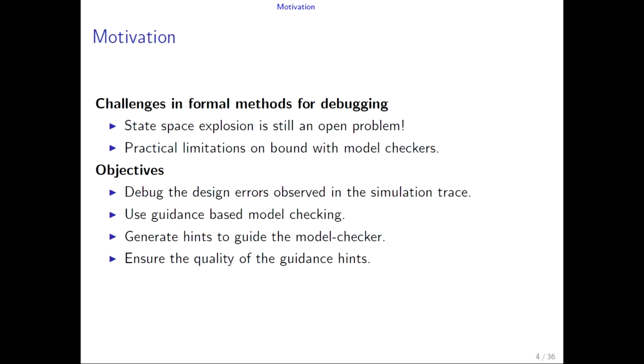As I discussed, state space explosion is a major problem in using formal methods for design debugging. And the tools which are available have a very limited bound which can be used for debugging. So our objective here is to debug design errors on the simulation trace using the guidance hints which will be used by the model checker. So we'll be working on generation of the hints and then ensuring the quality of those hints, to make sure that the bounded model checker takes less time compared to the case where we don't have any hints.